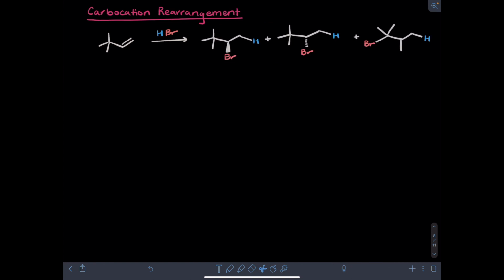Three products form, in this case. Two of the products formed from addition of bromine to the left carbon of the alkene. Those are these two products, which are enantiomers of each other. And there's actually a third product as well, where bromine has added further to the left of the molecule. It turns out that this other product is the major one.